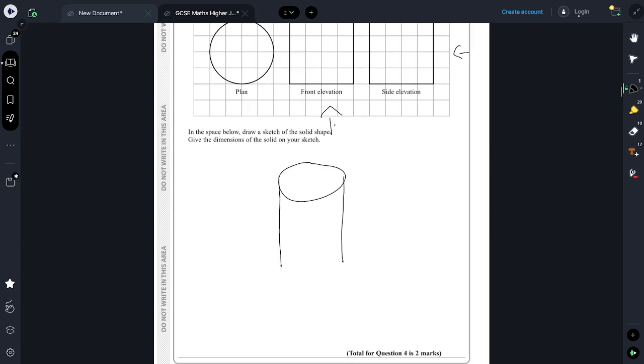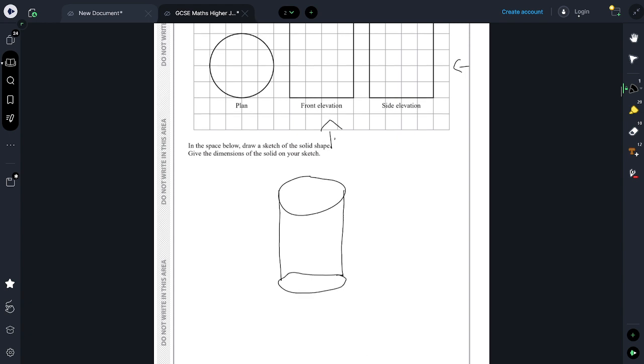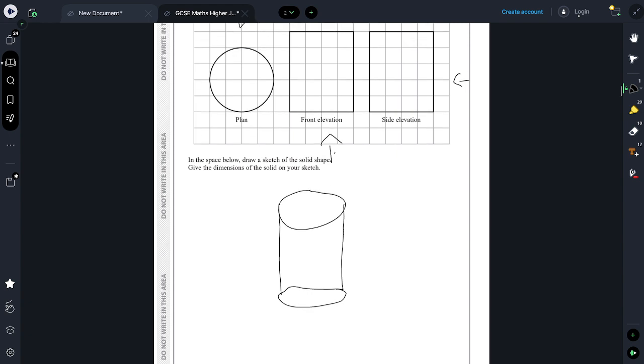There you go, roughly there. Obviously, they just want the gist of the shape, not exactly. But use rulers if you can. But it's a cylinder, right? And as you can see here, if we start with the front of it, it's rectangular like this. The side will be rectangular as well. And the plan, if we look on the other side, at the top of it or the bottom of it, it's a circle.